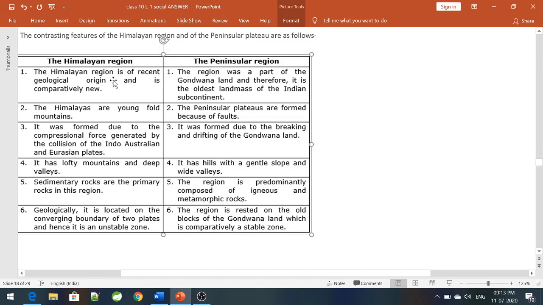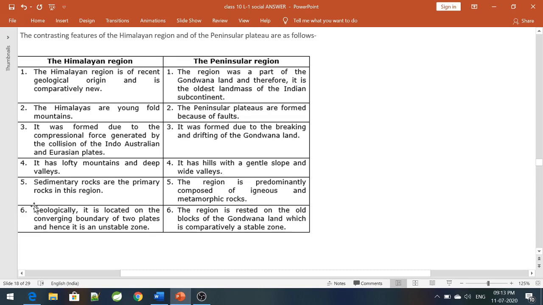The Himalayan region is of recent geological origin and is comparatively new. The peninsular region was a part of Gondwana land and therefore it is the oldest landmass of the Indian subcontinent. The Himalayas are young fold mountains. The peninsular plateaus are formed because of faults. The Himalayas were formed due to the compression force generated by the collision of the Indo-Australian and Eurasian plates. The peninsular plateau was formed due to the breaking and drifting of Gondwana land. The Himalayas have lofty mountains and deep valleys. The peninsular plateau has hills with a gentle slope and wide valleys.